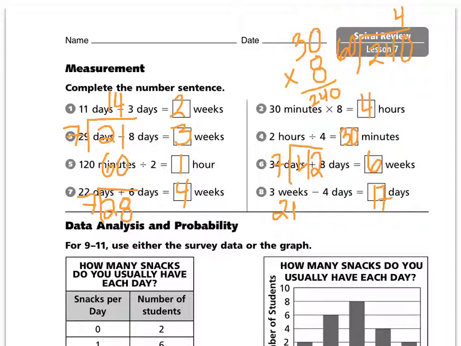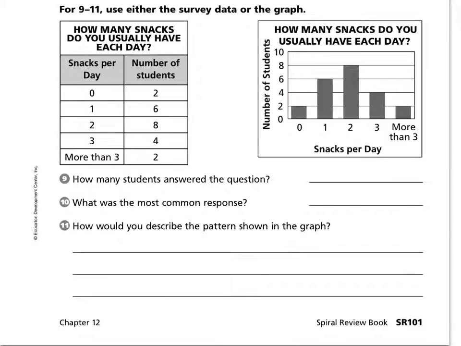Let's move on to data analysis and probability. For 9 through 11, use either the survey data or the graph. How many students answered the question? I'm going to add up using the survey. I know that 2 plus 6 is going to be 8, plus 8 more is 16, plus 4 more would be 20, plus 2 more would be 22 students.